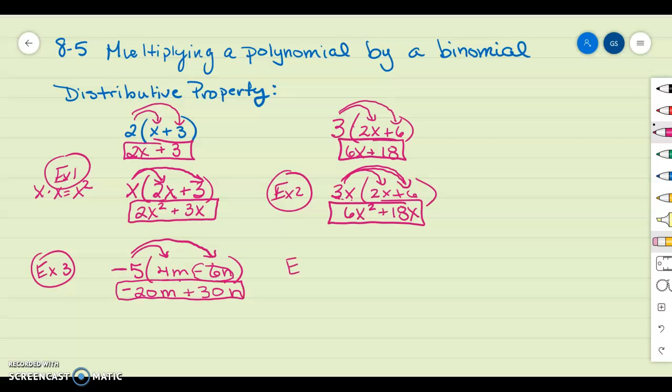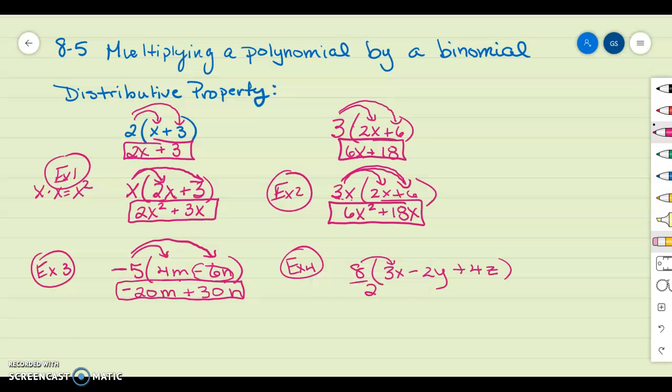Okay, example 4. Okay, 8 parentheses 3x minus 2y plus 4z. Okay, again, this guy here is just a regular number. This is regular distributive property. It's just that we have a whole bunch of different variables in the parentheses. So we're going to do 8 times 3, which is 24.